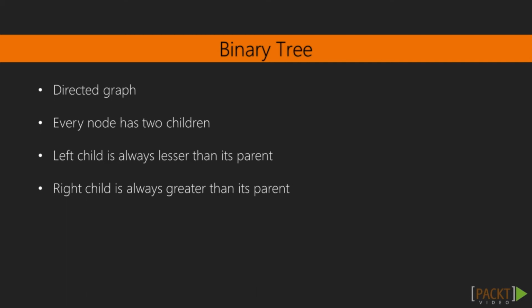For example, if we have a sorted and balanced binary tree with 1 million elements, we can find any node in the tree with no more than 20 checks.